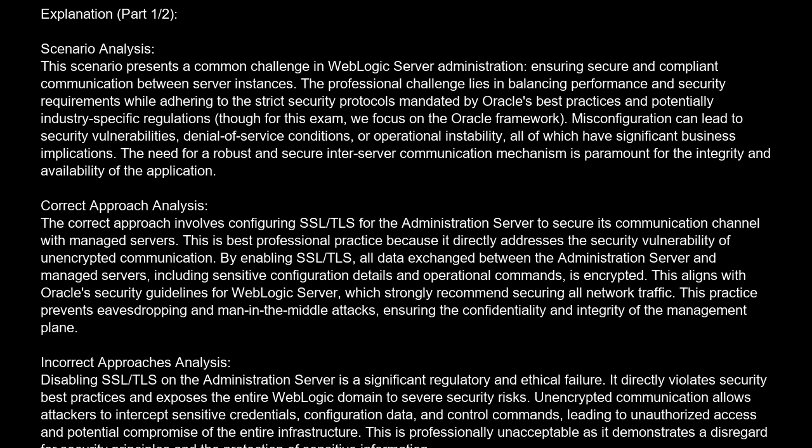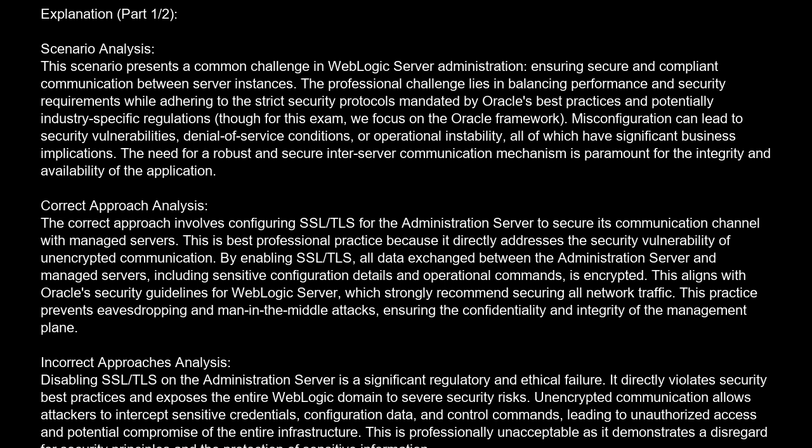Explanation: Scenario analysis. This scenario presents a common challenge in WebLogic server administration, ensuring secure and compliant communication between server instances. The professional challenge lies in balancing performance and security requirements while adhering to the strict security protocols mandated by Oracle's best practices and potentially industry-specific regulations, though for this exam, we focus on the Oracle framework. Misconfiguration can lead to security vulnerabilities, denial of service conditions, or operational instability, all of which have significant business implications. The need for a robust and secure inter-server communication mechanism is paramount for the integrity and availability of the application.